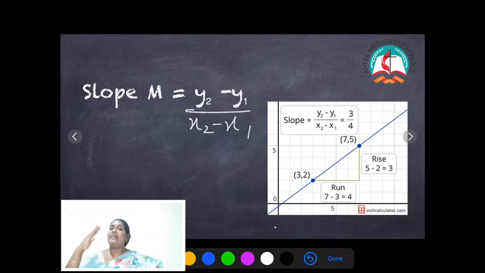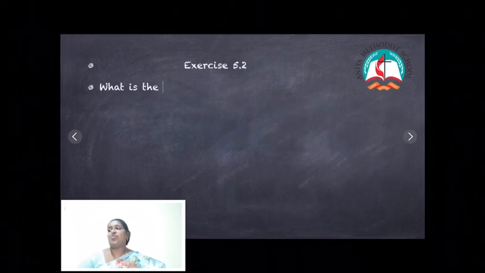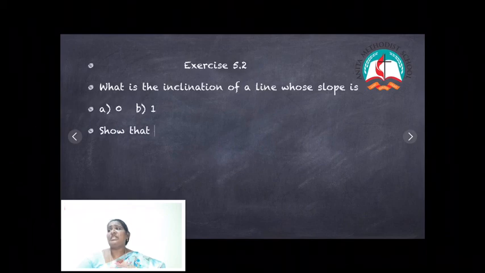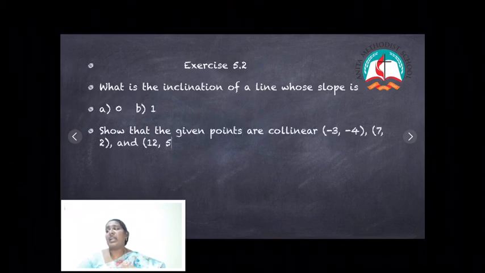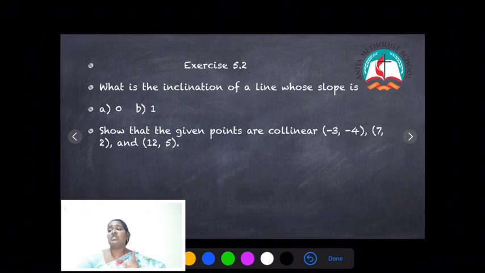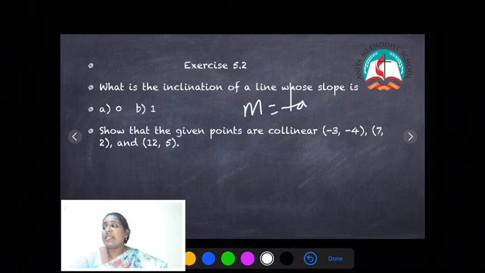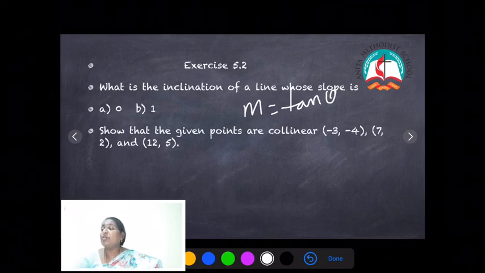Slope means what? It is like when we move on a staircase or a sliding slide somewhere, we get the slope. Okay, children, now you know the formula. When 2 points are given, it is (y2 minus y1) by (x2 minus x1). So by using this, children, what is the inclination of the line whose slope is 0? What formula will you use in this? Do you remember? m is equal to tan theta. When the slope is given, what formula do you have to use? m is equal to tan theta. Do you remember? Yes.